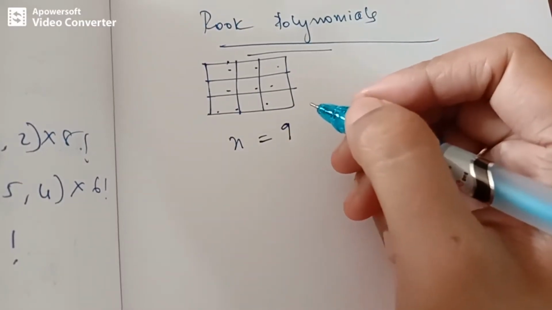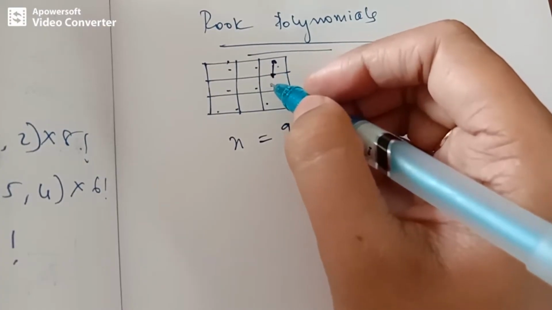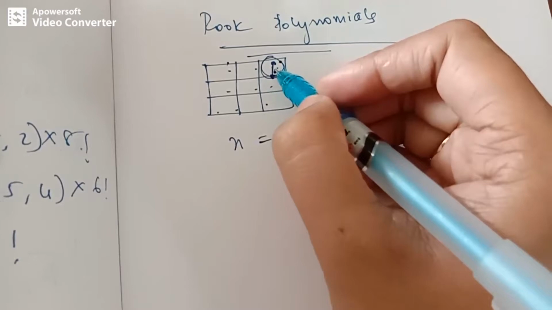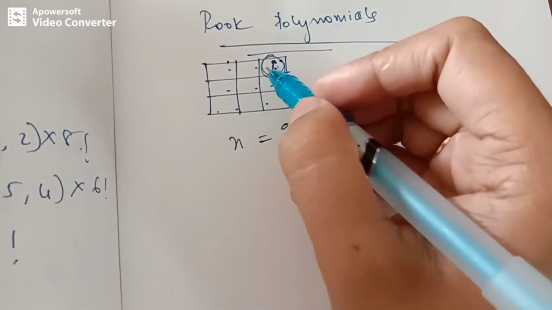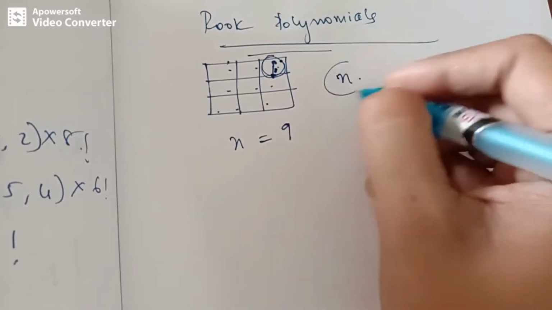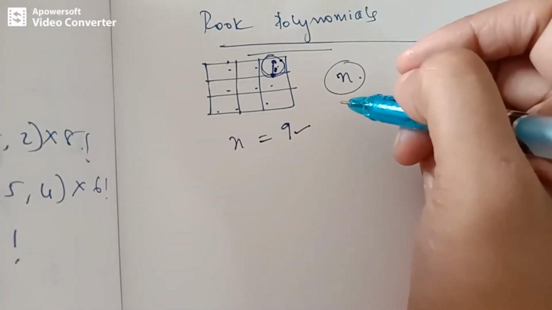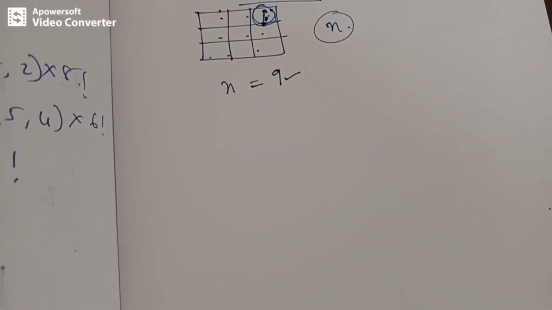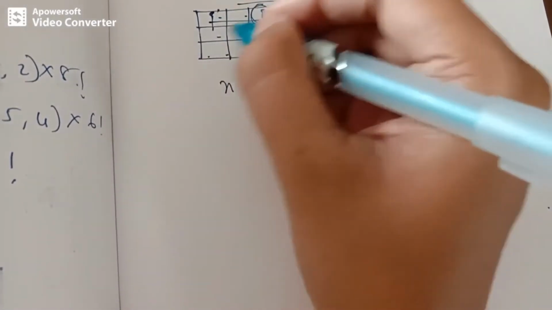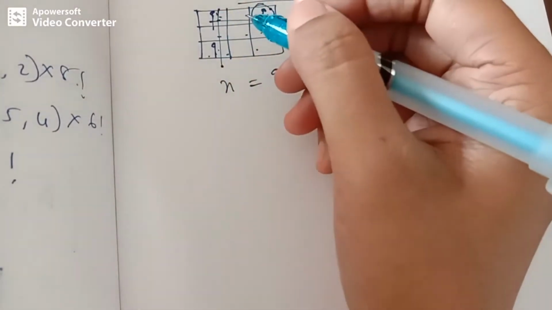Pawns will be placed in the squares of the board in such a way that not more than one pawn occupies a square. That means there will be only one pawn present in a particular square. According to the pigeonhole principle, not more than n pawns can be used, that is, not more than 9 pawns in this example. Two pawns placed on the board are said to capture each other if they are in the same row or in the same column, like this.